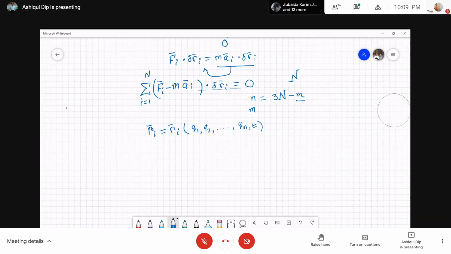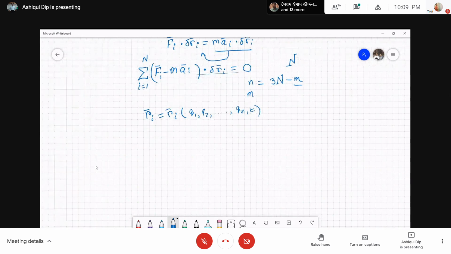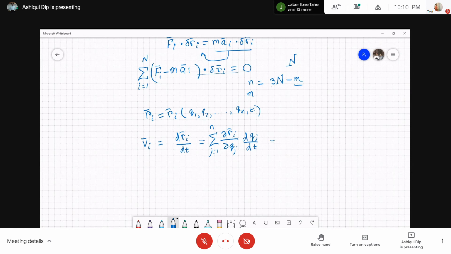So now take the velocity of it. What would be the velocity of the ith particle? That would be dRi over dt. According to the chain rule, that would be delta Ri over delta Qj times dQj over dt, summed over j from 1 up to n, plus the last one, delta Ri over delta t. So this is our velocity.